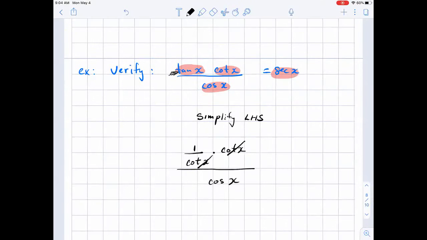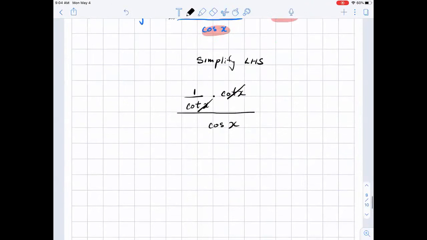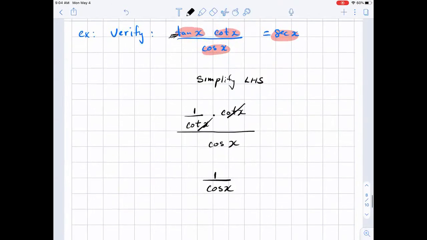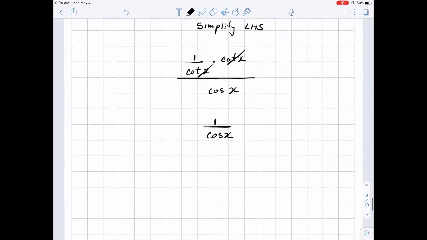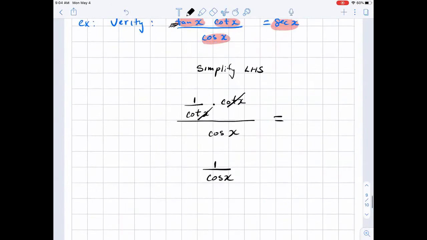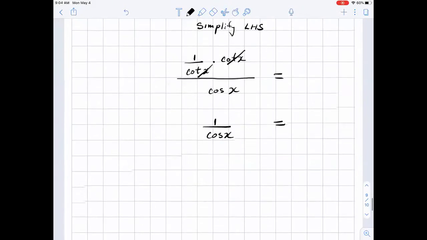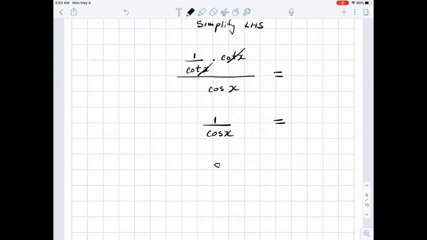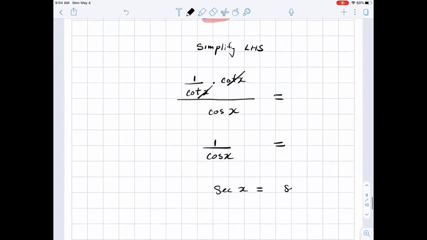This will cancel out with this, leaving you with just 1 over cosine x. And what is 1 over cosine x, guys? Keep in mind this is an equality, so we don't have to write it, but at the end we do. 1 over cosine is the same as secant x. So secant x is equal to secant x. And we've just proved it. That's the proof. The left side must be equal to the right side. Has to be equal to.